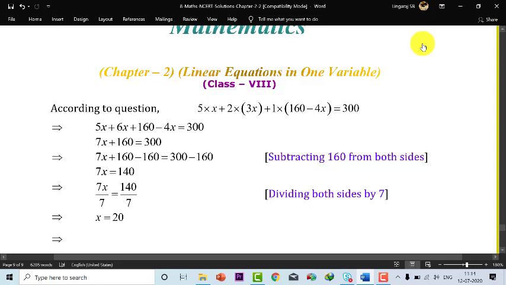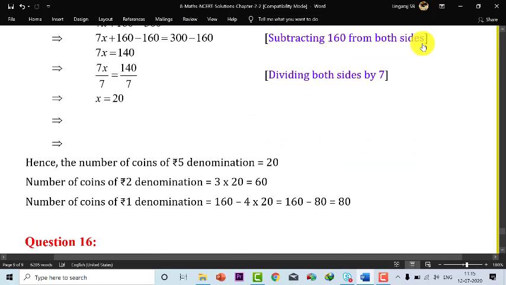plus 160 is equal to 300. So we subtract 160 from both sides, which will be 7x plus 160 minus 160 is equal to 300 minus 160. 160 gets cancelled, so only 7x remains on the LHS. 300 minus 160 is 140. So dividing both sides by 7, 7x by 7 is equal to 140 by 7. 7 gets cancelled, x remains. So 7 ones are 7, 7 twos are 14, 7 zeros are 0. So we got x equal to 20.